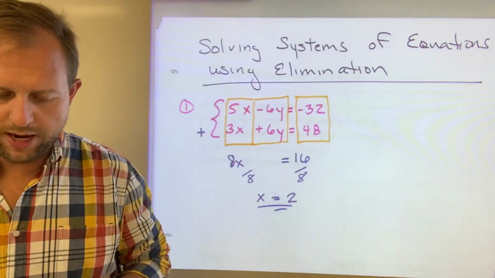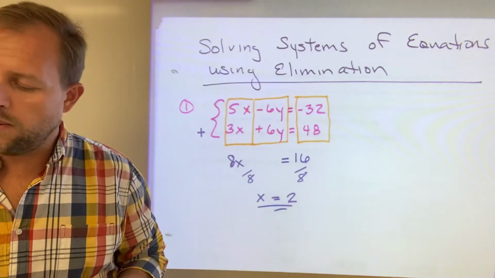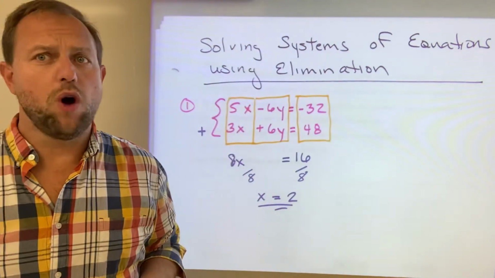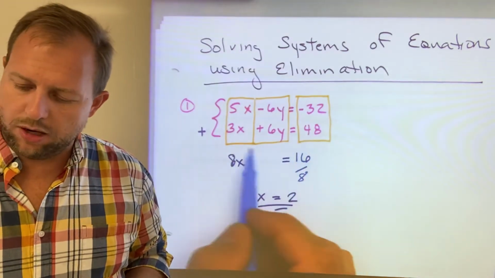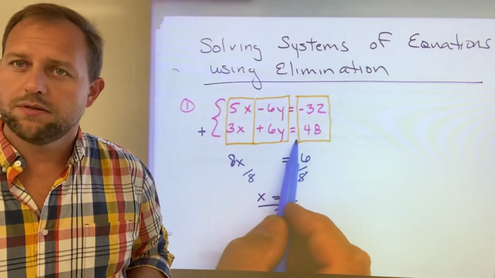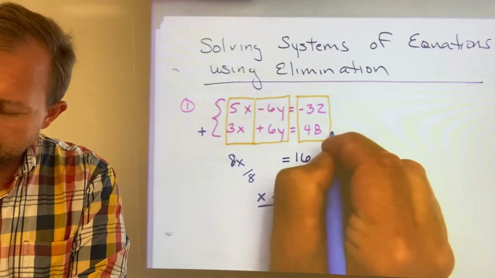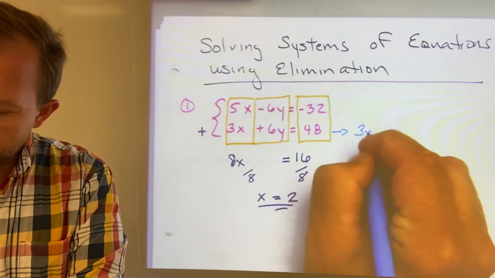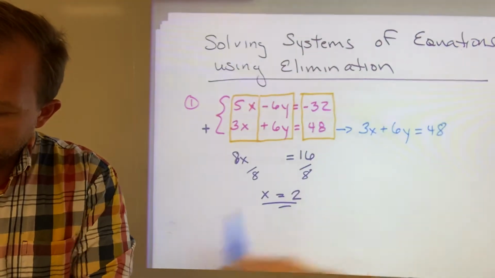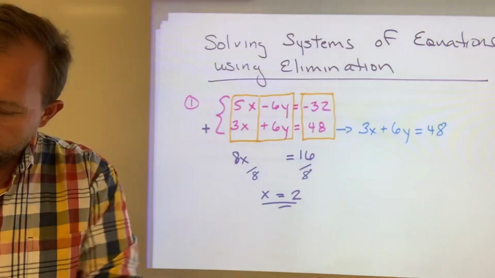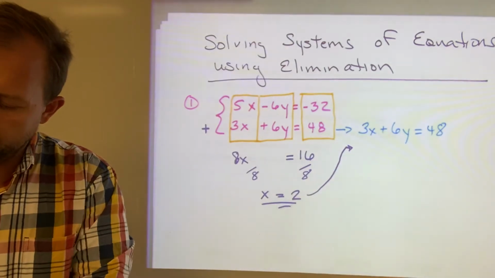Now we have to take that 2 and substitute it into one of the equations. Doesn't matter which one, okay? I think the bottom equation is nicer. Everything's positive. Most of you hate dealing with negative numbers. So I'm going to take that equation, 3x plus 6y equals 48, and we are going to plug the x equal to 2 into that equation.